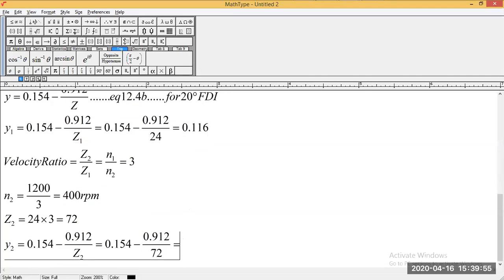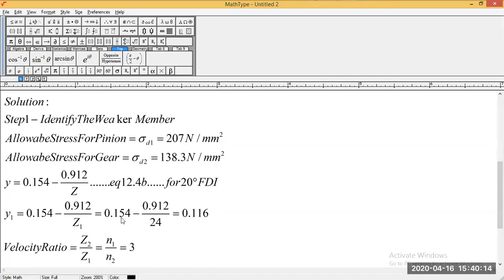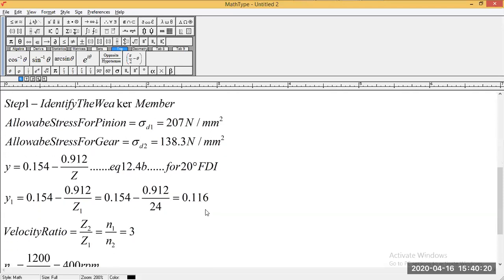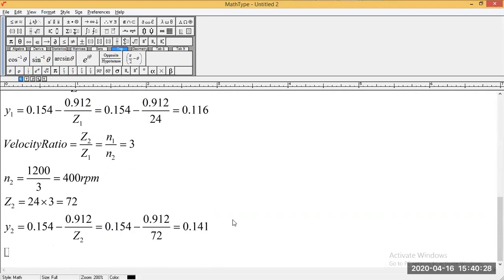Similarly, for Y2, it is 0.141. Right. So this is 0.141. So still now I think we cannot decide, because you see sigma D1 is 207, Y1 is 0.116, and sigma D2 is 138, and Y2 is 0.141. So we only need to multiply and see whether these values would be correct or not.